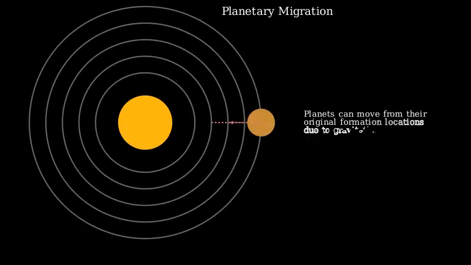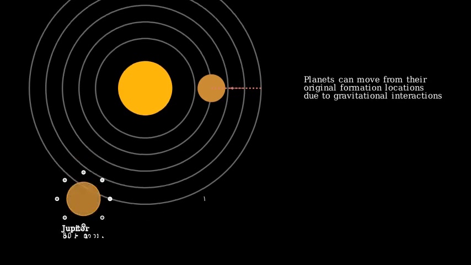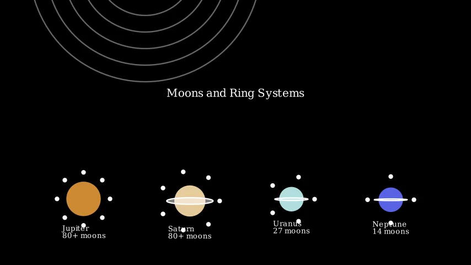Second, an interesting aspect of Jovian planet evolution is planetary migration. Computer models suggest that these massive planets didn't necessarily stay where they formed. Due to gravitational interactions with the protoplanetary disk and with each other, they may have migrated inward or outward from their original positions. Third, as they evolved, Jovian planets captured numerous moons and developed complex ring systems from leftover material.